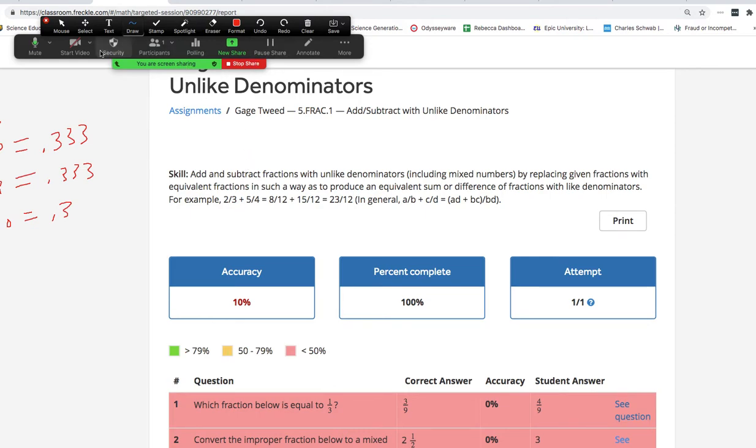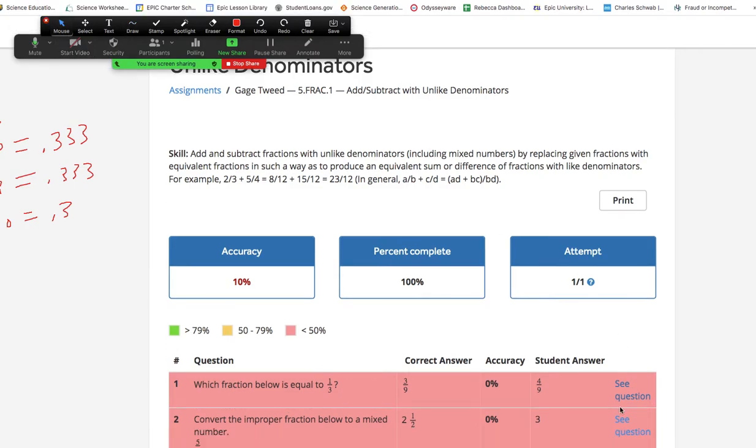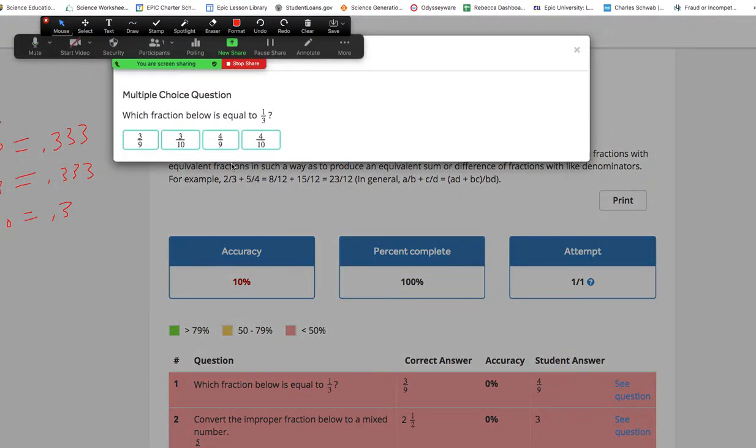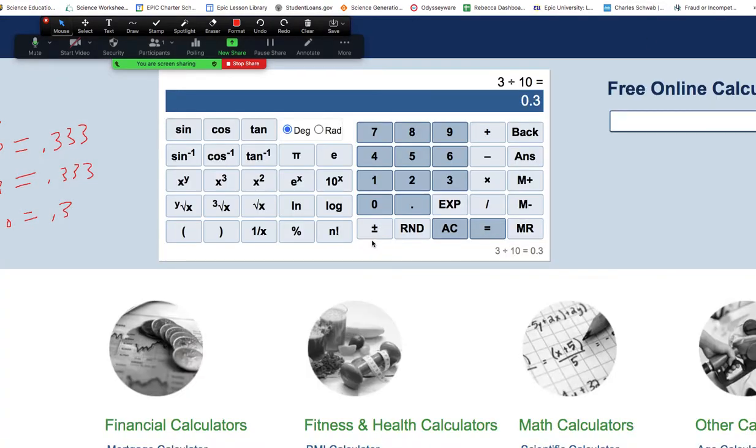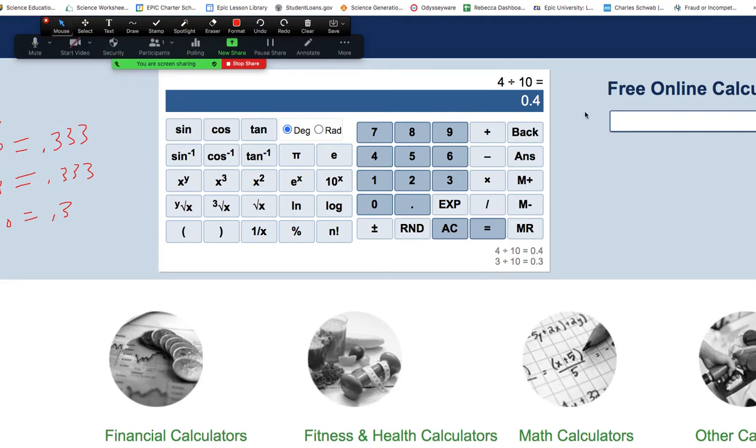Now, where did the question go? I lost the question. Hold on. Let's see the question. 4/9 and 4/10. Look at 4/9. 4 divided by 9. That's 0.44. Clear that. 4 divided by 10 is 0.4. So let's go back to the question.